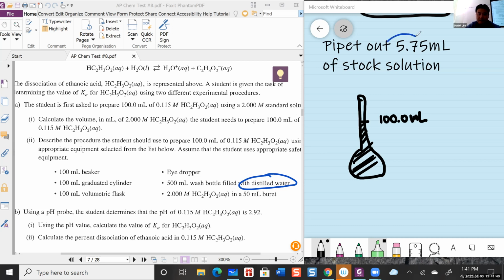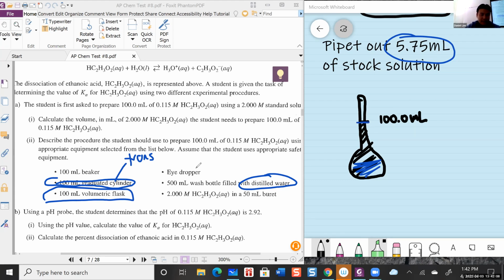But how do I pipette out 5.75? There's no pipette here. I don't have a pipette. So I would have to use a graduated cylinder. Okay, so I take it back. You have to transfer 5.75 mil using a graduated cylinder into a 100 mil volumetric flask that already has some water. And then you add more water until the mark. Use an eyedropper if need be. So you need to use pretty much most of this equipment.